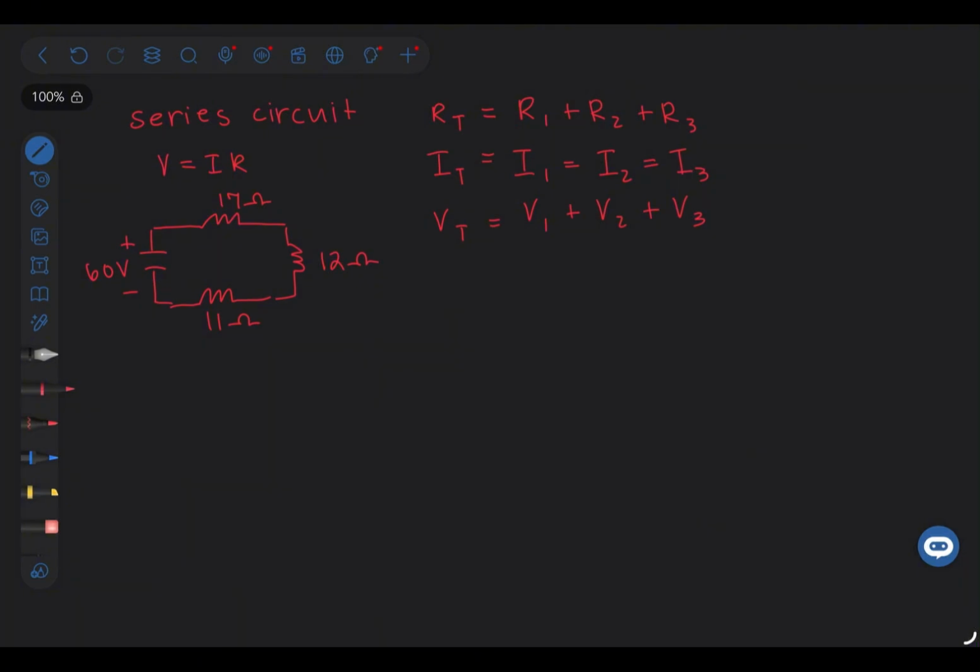So let's start with the resistance. So let's see, RT is all of them added up together, so 17 plus 12 plus 11 is going to be 40 ohms. We want to find the current, total current, which will be the same throughout. And we want to find the voltage for each part. We know the total voltage is over here, which is 60.